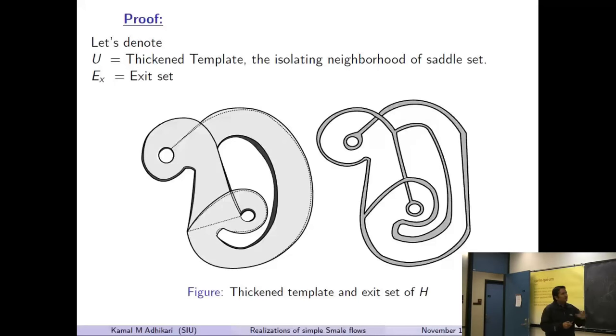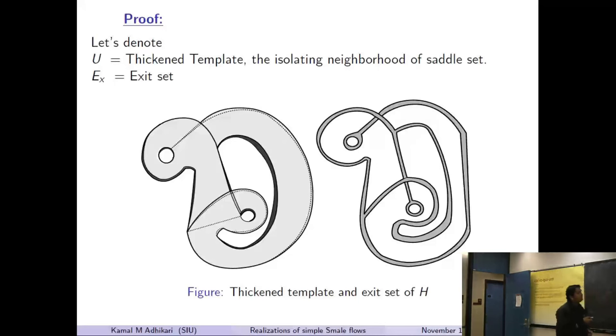Now, okay. So the thickened template is actually the isolating neighborhood of saddle shape in the flow.